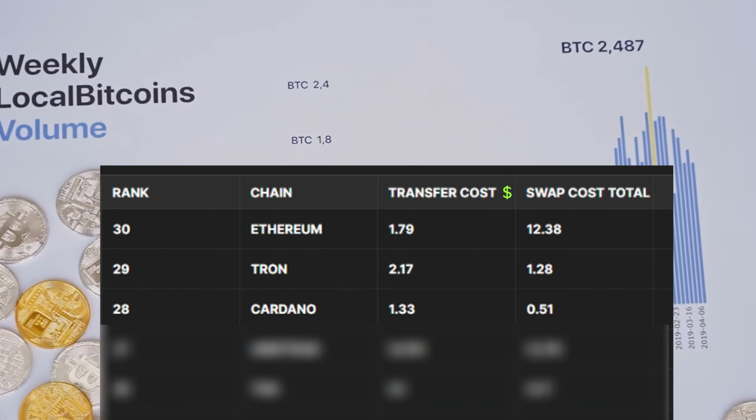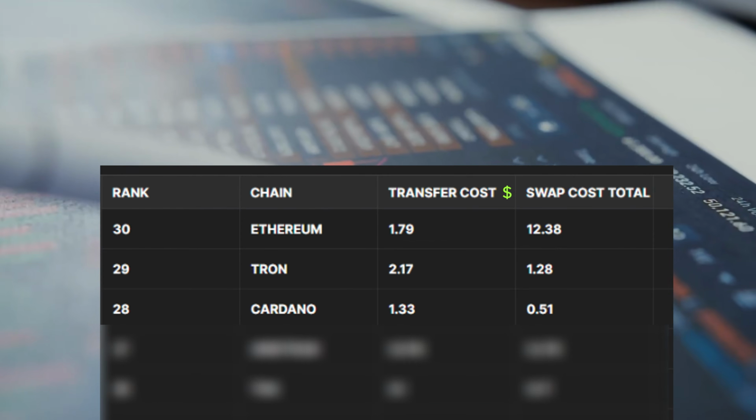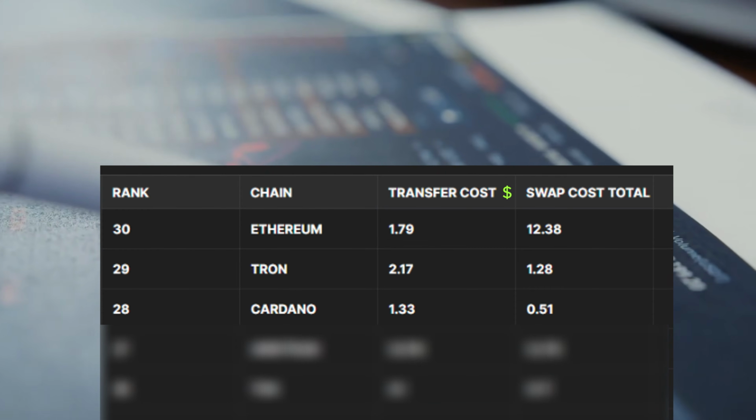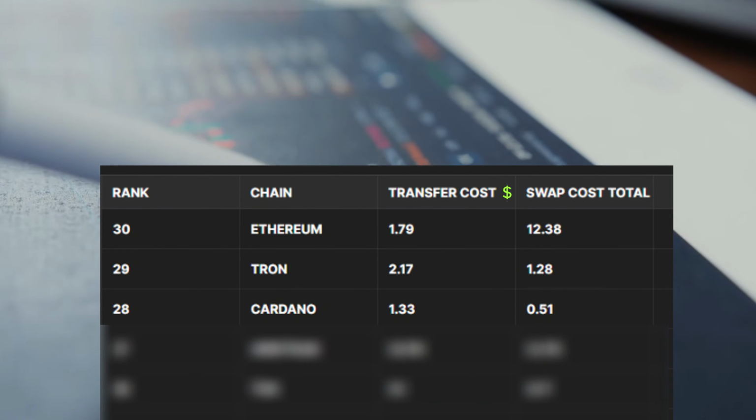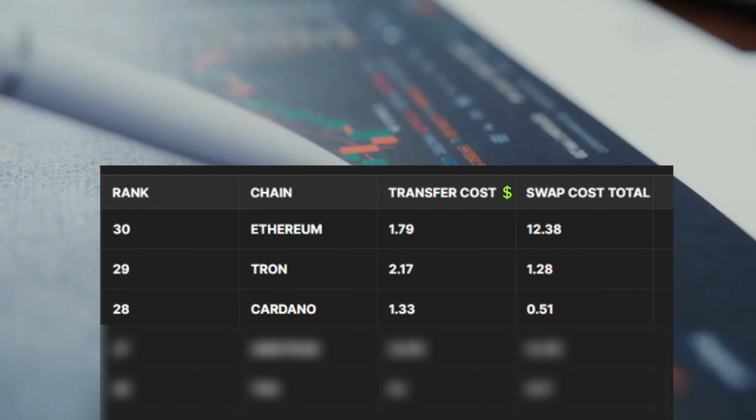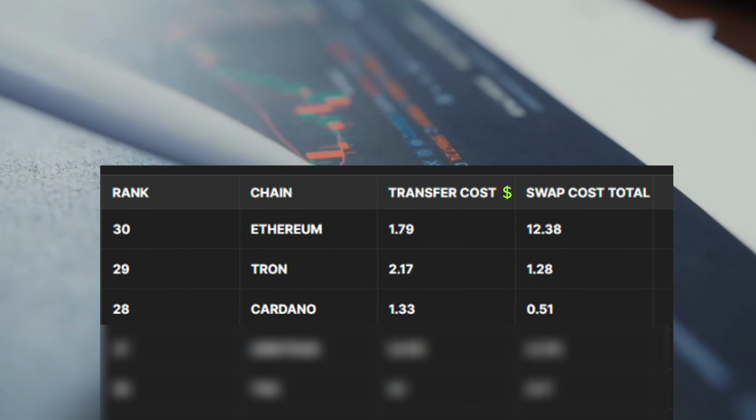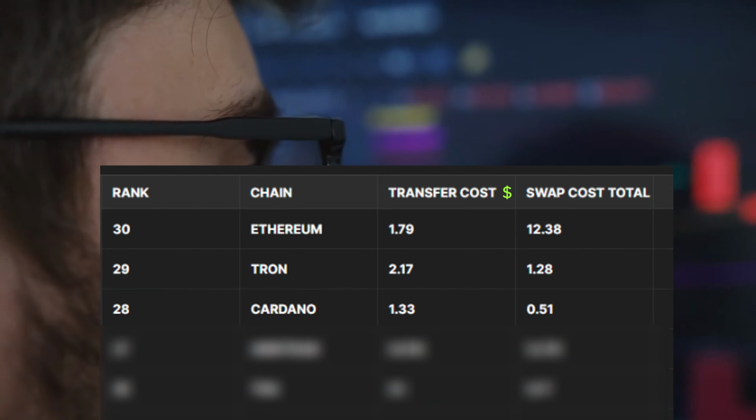Now, when it comes to swapping, it's a lot more affordable, but it's still at 51 cents, which is definitely not a low-income traders' paradise when we think about it. So Cardano is definitely another chain that has very, very expensive costs.